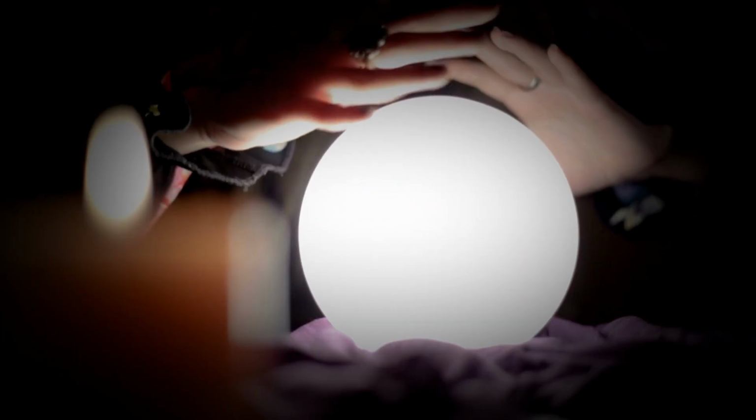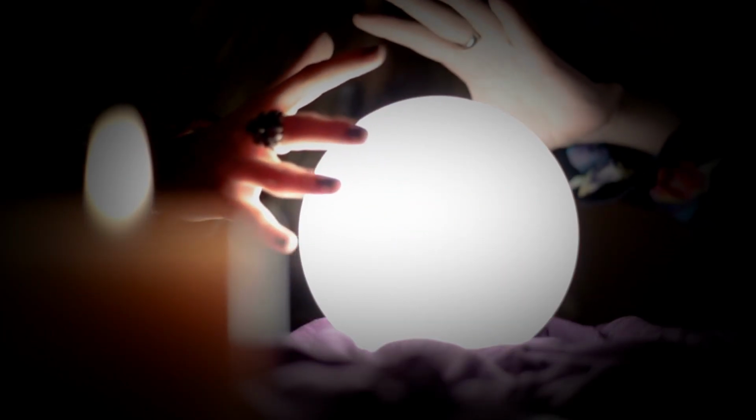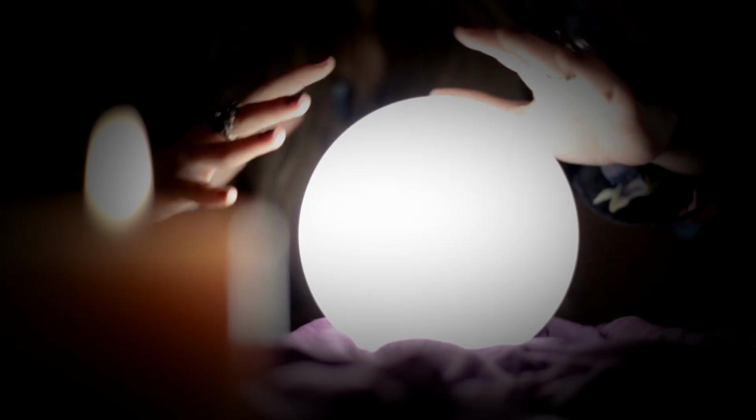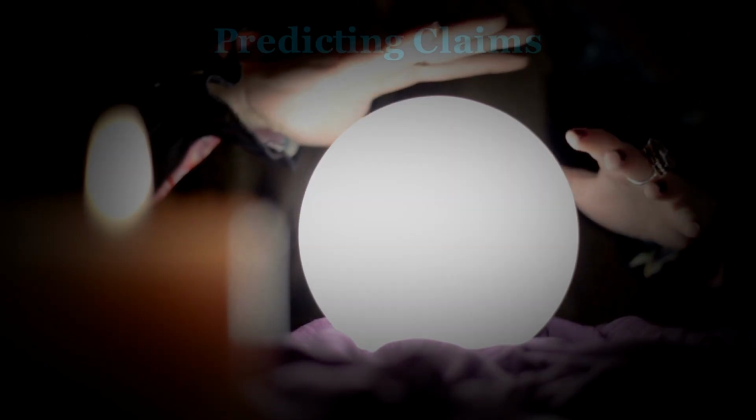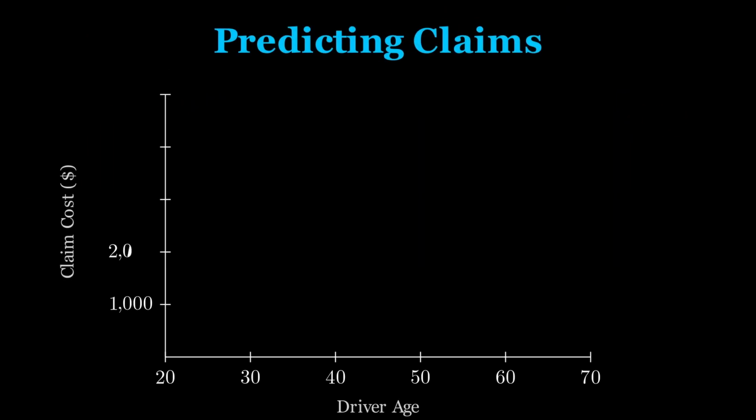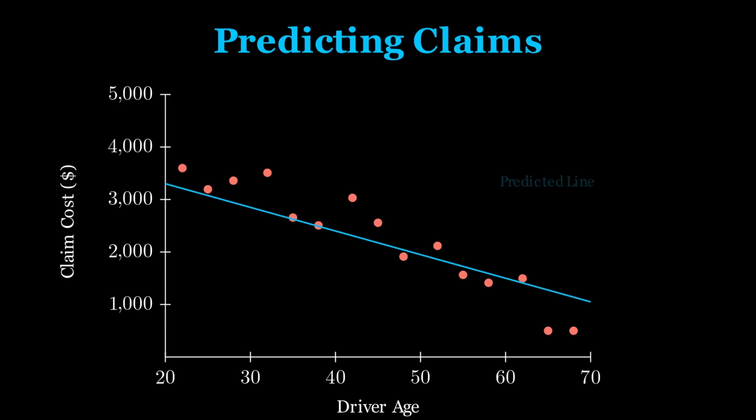Alright, so let's paint a picture. Imagine you are an actuary. You have the power to predict the future. Well, sort of. Instead of a crystal ball, you have data. Let's say you're trying to figure out how much the insurance company is going to have to pay out for car accidents next year based on the age of the drivers. You have your data points. These represent real claims from the past. And you have your model, which is this fancy line right here, trying to predict where those points fall.